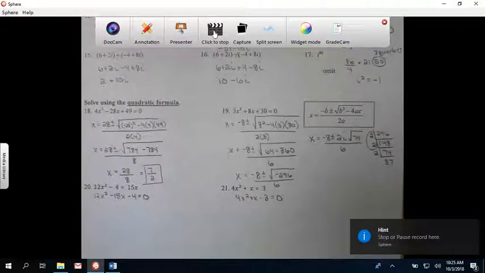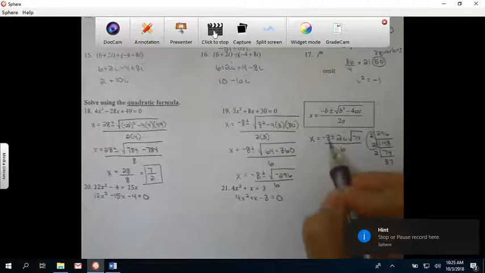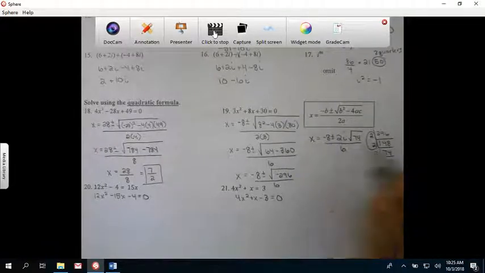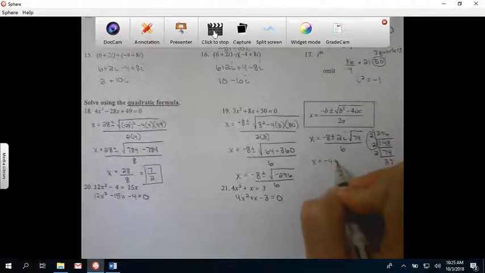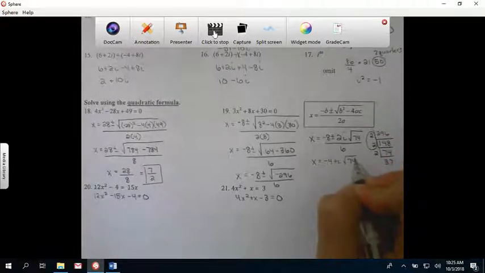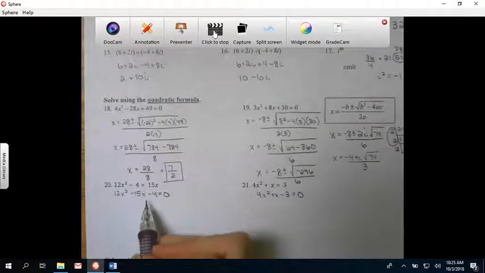Alright, so let's go ahead and continue. So now that I've pulled this 2i out, I can look, and 8, 2, and 6 all have a 2 in common. So I can go ahead and reduce all of my numbers by that 2. Okay, so let's look at this next one.